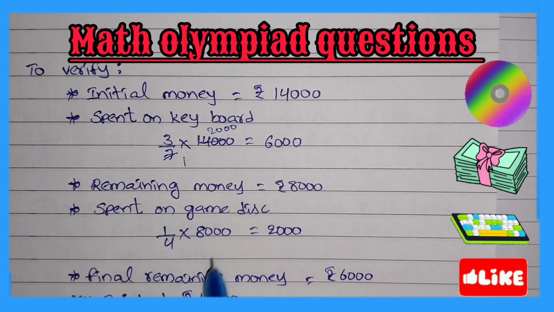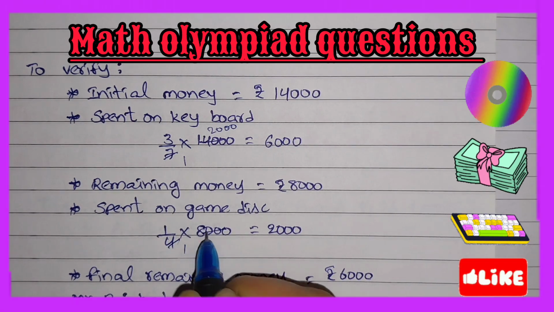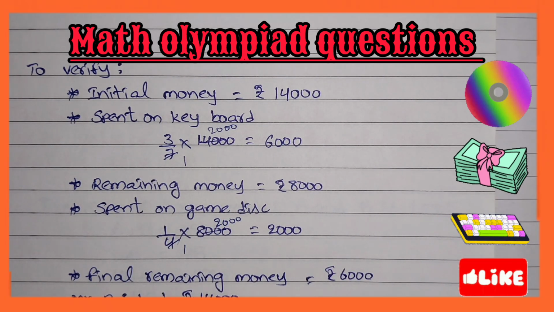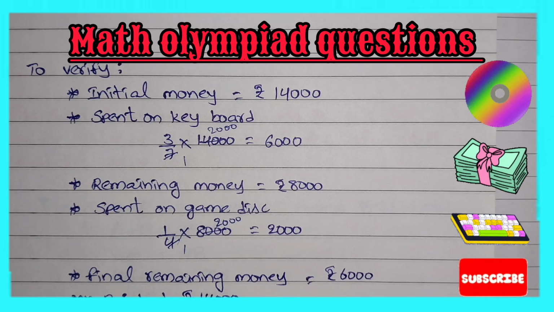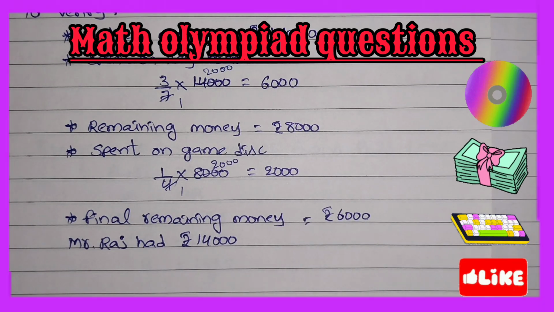Spent on game disc is 1/4 multiplied by 8,000. 4 ones are 4, 4 twos are 8, so 2,000 rupees. Final remaining money is 6,000 rupees. So Raj had 14,000 rupees.